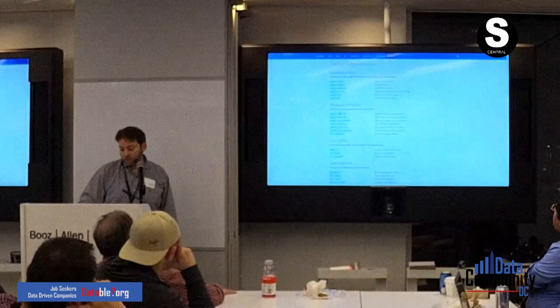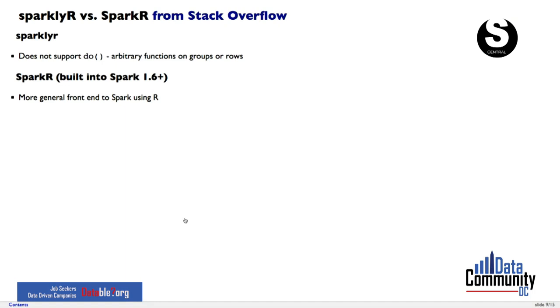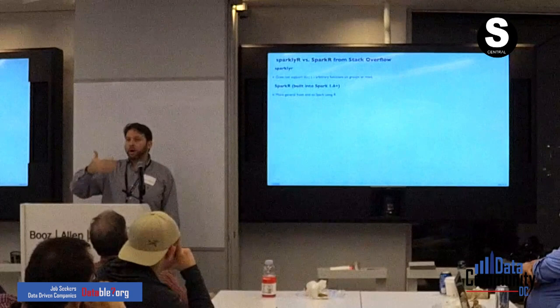Before SparklyR, there was another package called SparkR. SparkR started as a side project which then got merged into the Spark mainline as of version 1.6, I think, or earlier this year or late last year. It was essentially a more general R interface to Spark. It still allowed you to connect to a cluster and do some things using R commands that got translated to either Scala or Java. But I always found it a little bit confusing to use.